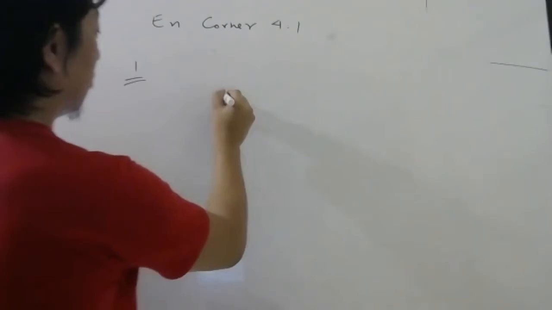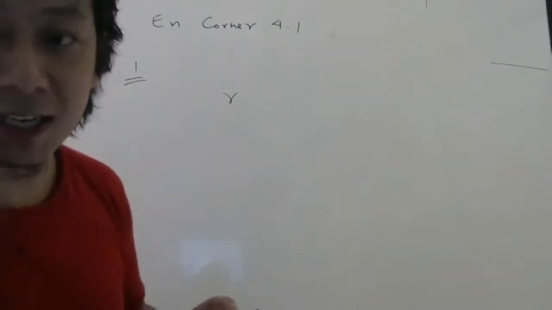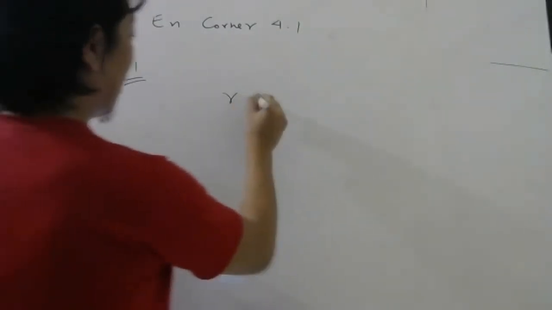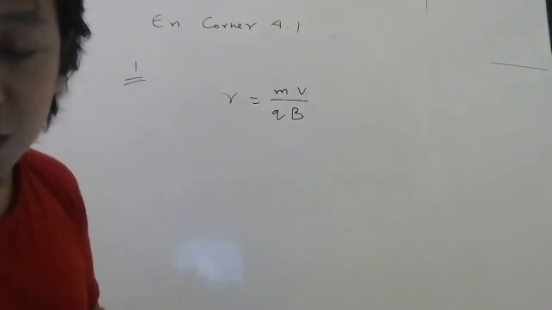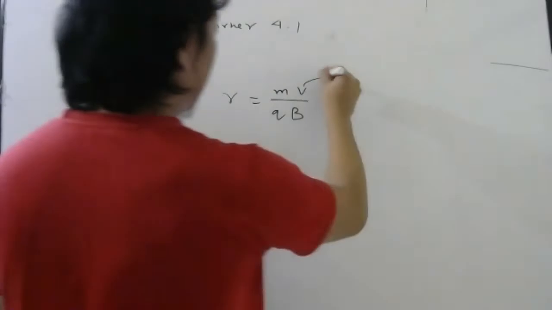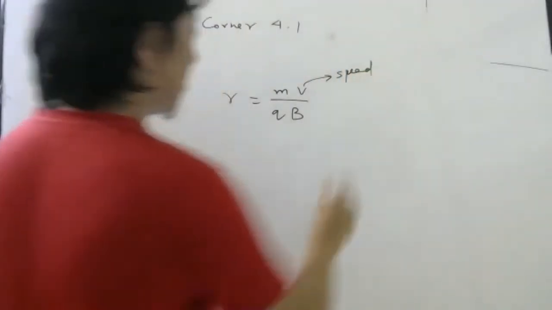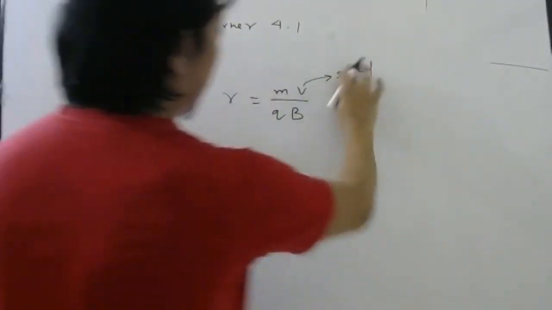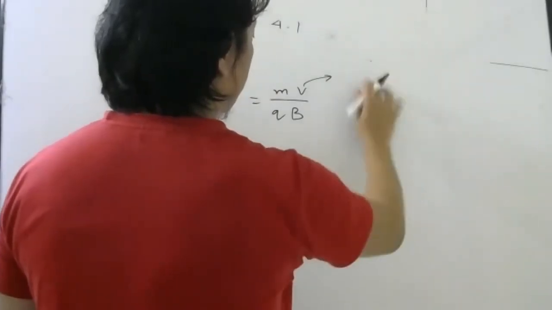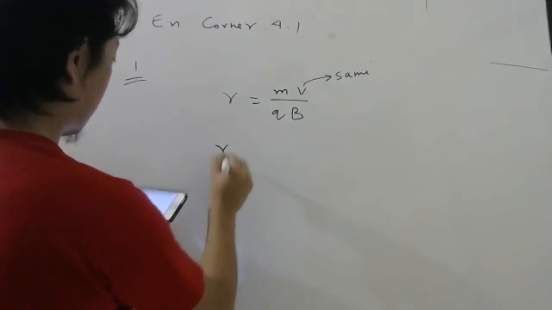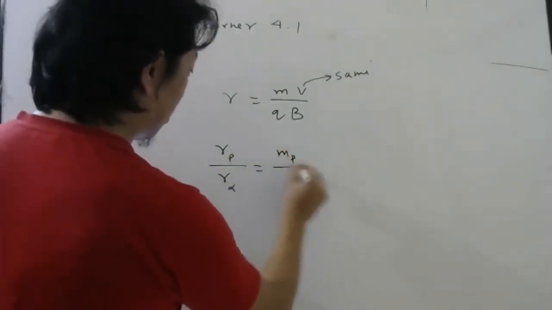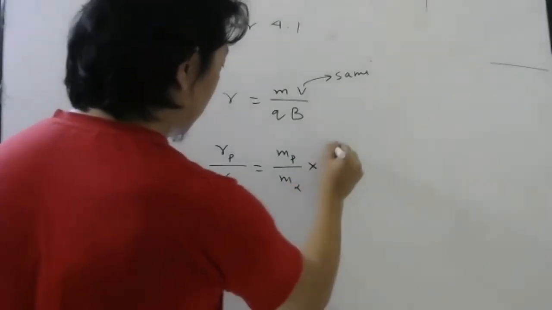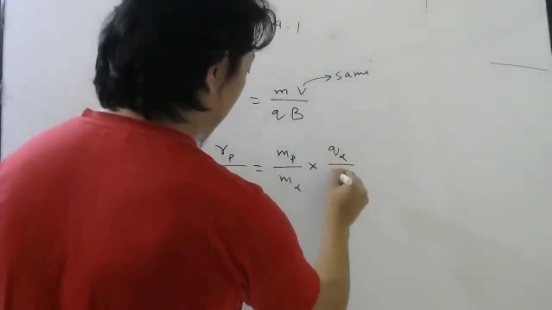So what is the formula for radius when a charged particle enters a magnetic field? r equals mv by qB. Check what is the same for the two particles. They told speed is the same. So since speed is the same, you can use this formula. That means radius of proton by radius of alpha will be mass of proton by mass of alpha into charge of alpha by charge of proton.